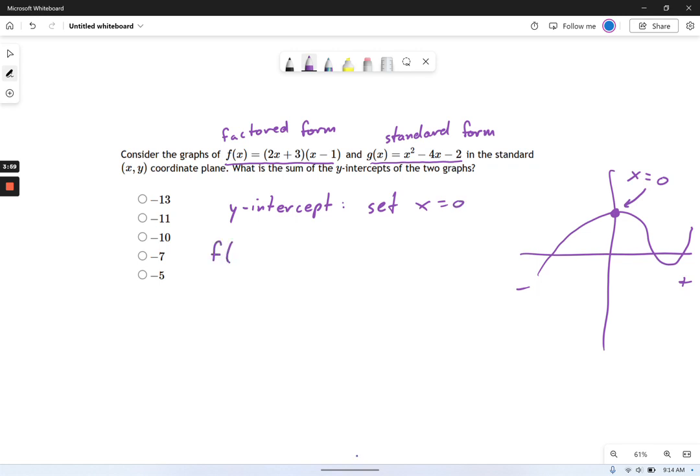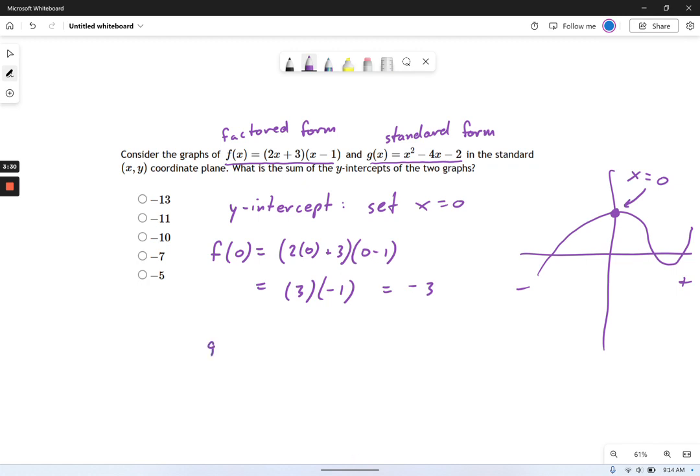So we're going to say f of 0 equals what? That's the first one. Well, we plug in 0 everywhere we see an x: 2 times 0 plus 3 in the first parentheses and 0 minus 1 in the second parentheses, which simplifies very quickly. We get 3 times negative 1. So the y location of the y-intercept is at negative 3. Or in other words, 0 comma negative 3.